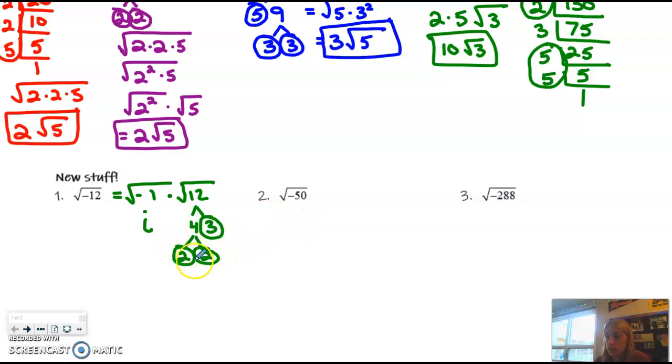So I know that a 2 is going to come out because he has a buddy, and a 3 is going to stay behind. I also have this i that's coming out. So on the outside, I have i, I have 2, and I have a root 3. We don't usually write i2 because that's awkward, so you'll rearrange it and write 2i root 3.